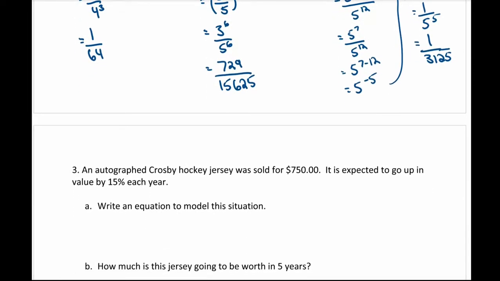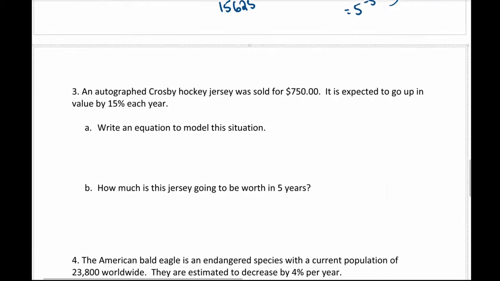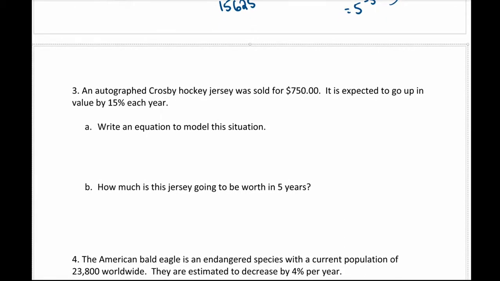Now we're going to move into looking at coming up with equations to model specific situations. So in number 3, an autographed Crosby hockey jersey was sold for $750. It is expected to go up in value by 15% each year. Write an equation to model this situation. So the key things are, we have our initial amount of $750, and we have the growth rate.